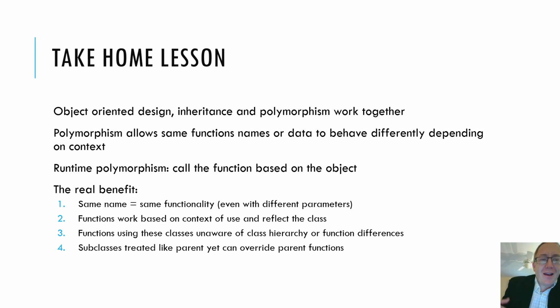So what we want for polymorphism is that the data and the functions depend on the context, depending on how it's called. So we get the same name, same functionality. Sometimes we want the same symbol, but different functionalities. The functions work on the context of how it's being called, which is way more intuitive than having to shoehorn your data into however they define this class.